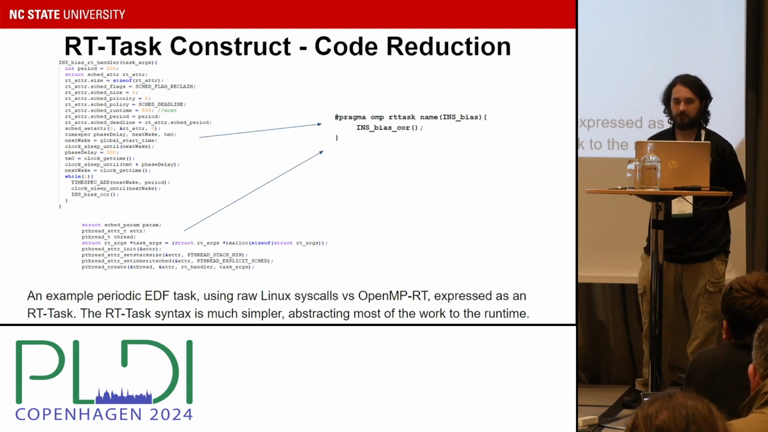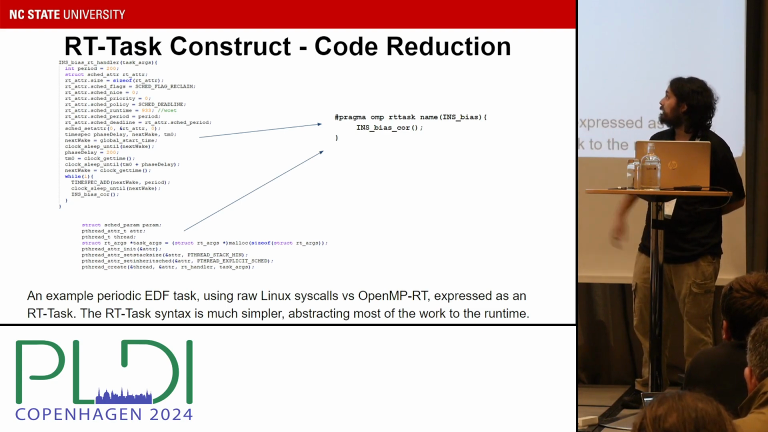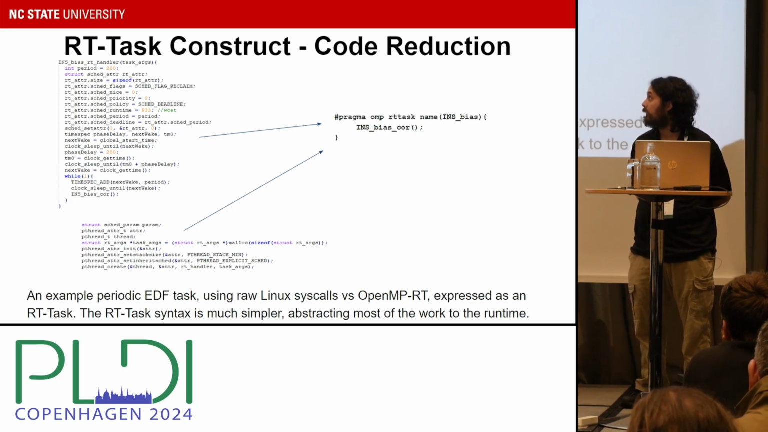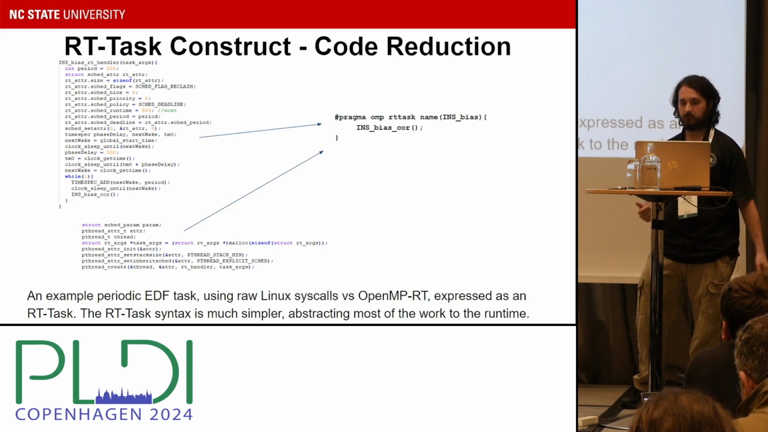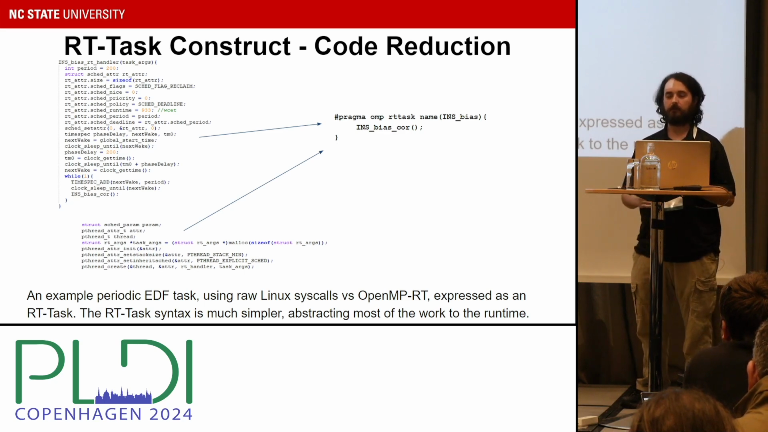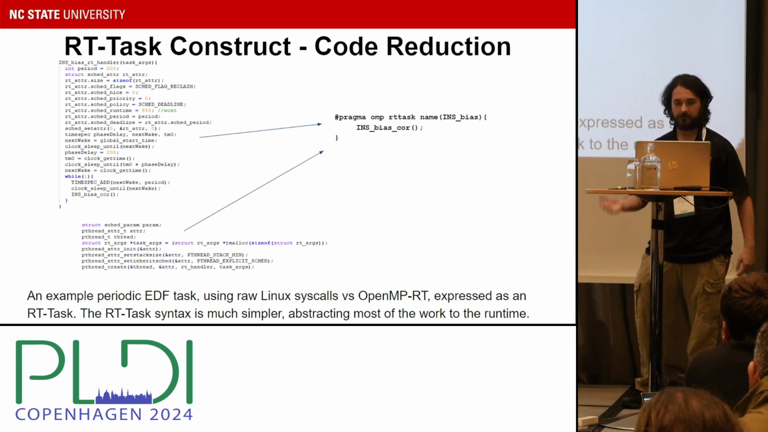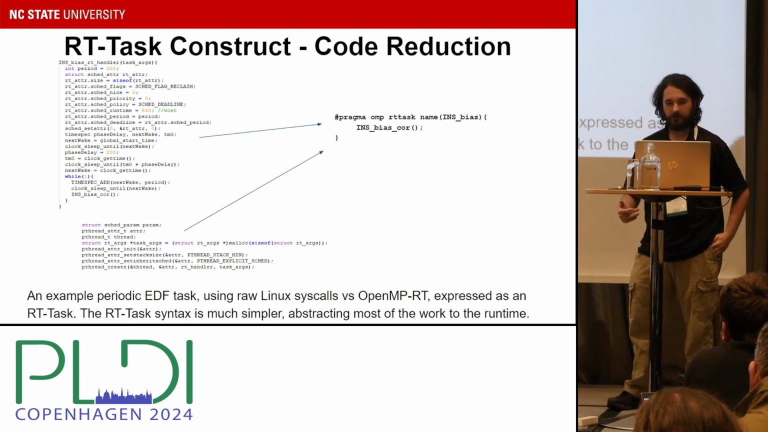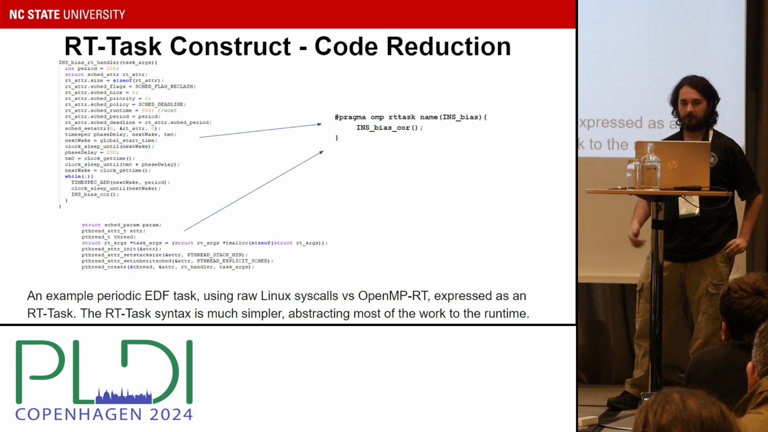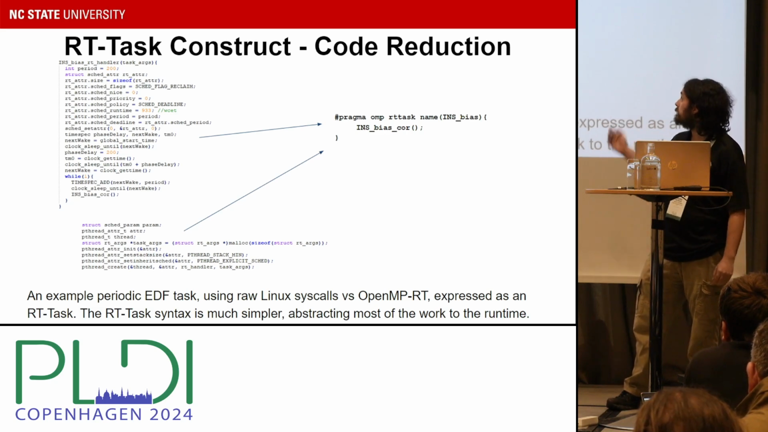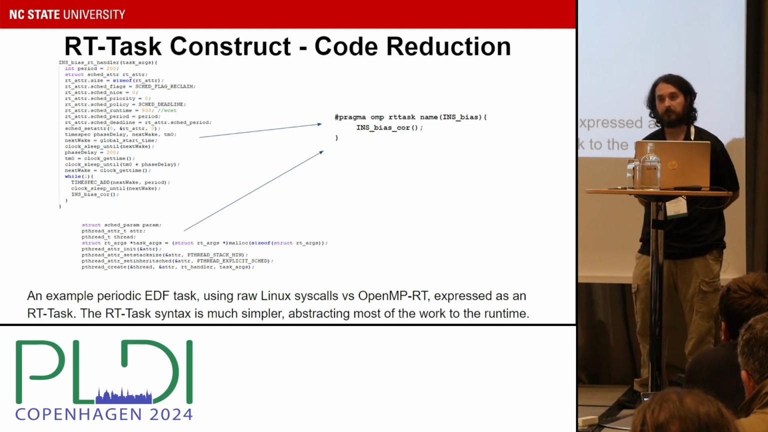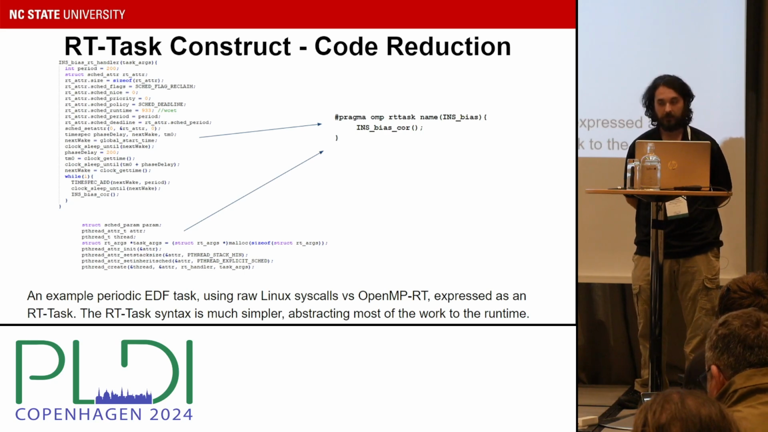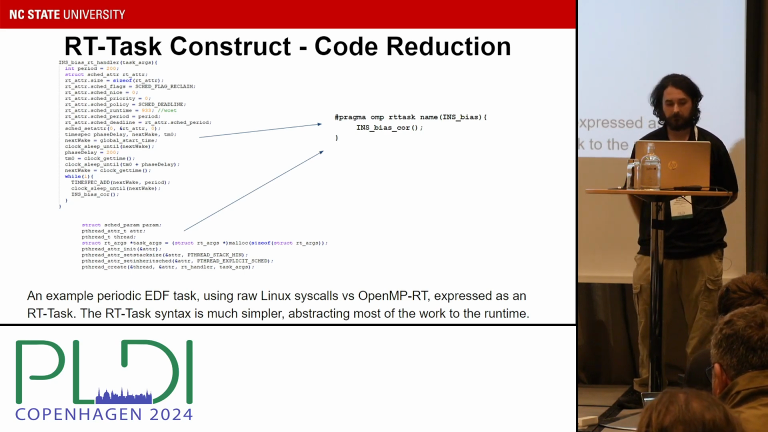So the code example on the left is the sequence of calls used to express an EDF task in Linux right now. Then using RT task, this is what that ends up looking like because everything on the left is abstracted to the modified OpenMP runtime and to the code generated by the LLVM compiler.